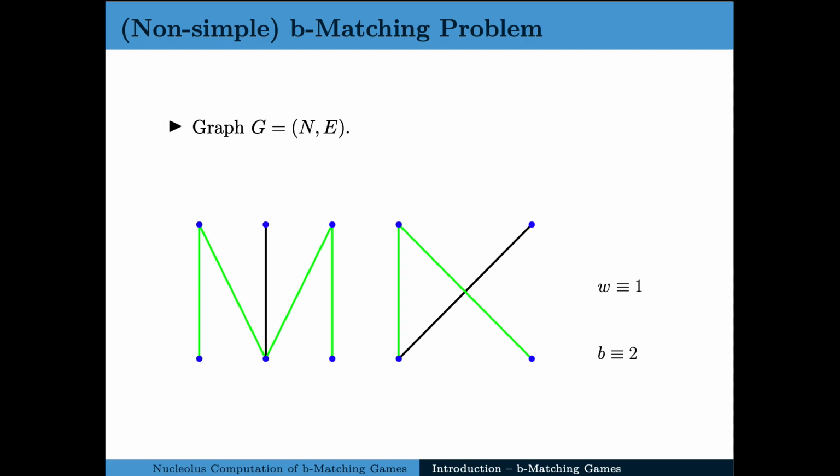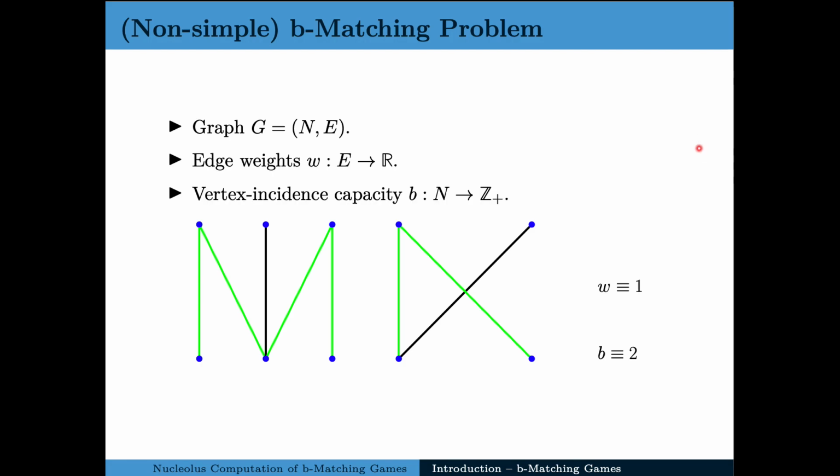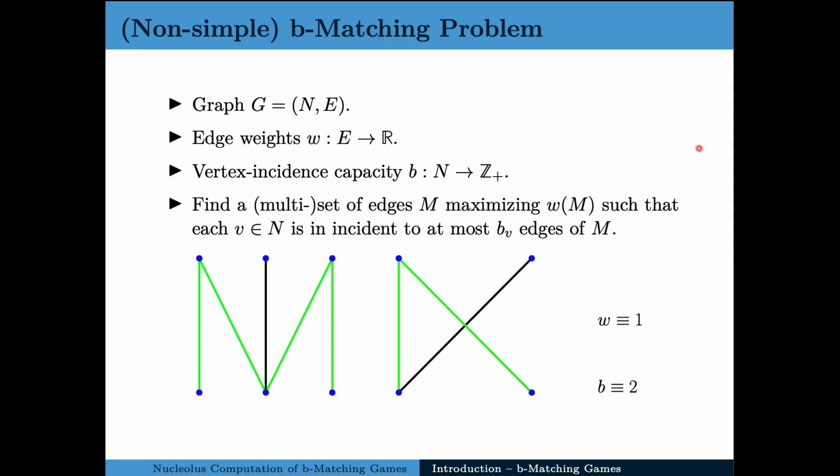Now let's introduce the B-matching problem. We have a graph G, edge weights w, as well as a vertex incidence function b. Our goal is to find a set of edges M maximizing the sum of weights such that every vertex is incident to at most a given number of edges. Notice when b is equal to 1 for all vertices, this is just the matching problem. In the figure below, I indicated a maximum 2-matching when the weights are uniform.